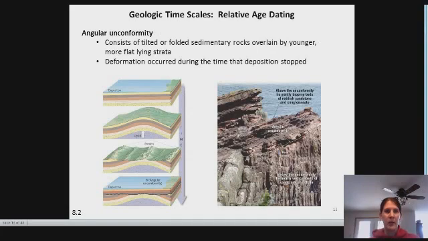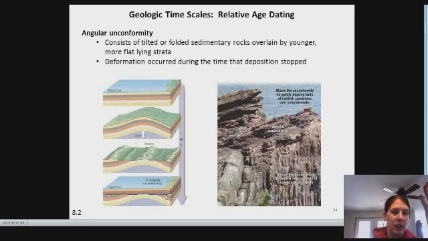An angular unconformity consists of tilted or folded sedimentary rocks overlain by more flat-lying strata. This is deformation. Deformation occurred during a time that deposition also stopped. So here we have our deposition, our horizontal beds. At some point, deposition ceases, so we've got this uplift, this folding, and then we have erosion occurring because we have now increased the elevation of these materials, increased the rate of weathering, they erode off, and then at some point in time, they have eroded down to a lower elevation, and deposition has again resumed.